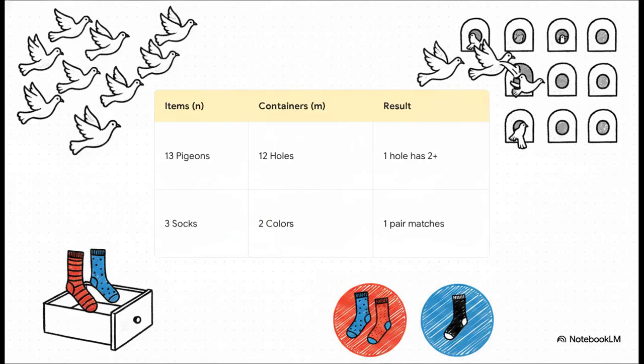Let's anchor this with a core metaphor. Say you have a flock of 13 pigeons, those are our n items, flying into 12 pigeonholes, our m containers. What happens? Well, since 13 is strictly greater than 12, at least one hole is going to get a little crowded with 2 or more pigeons. Bringing it back to our sock drawer puzzle, the 3 socks you pulled are your pigeons, and the 2 available colors are your pigeonholes. Because 3 is greater than 2, one color hole just has to accept at least 2 socks. It's that simple.